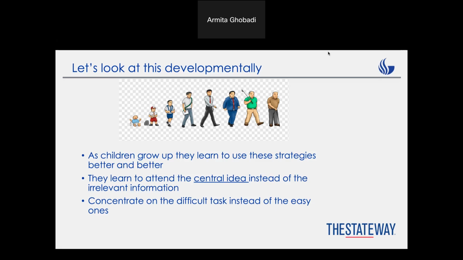Another strategy is that they learn to concentrate on the difficult tasks instead of the easy ones. For example, if you put different tasks in front of them, an average child, I'm not talking about a child who is behind or who is gifted, would go for the difficult task first, then start on an easy task.